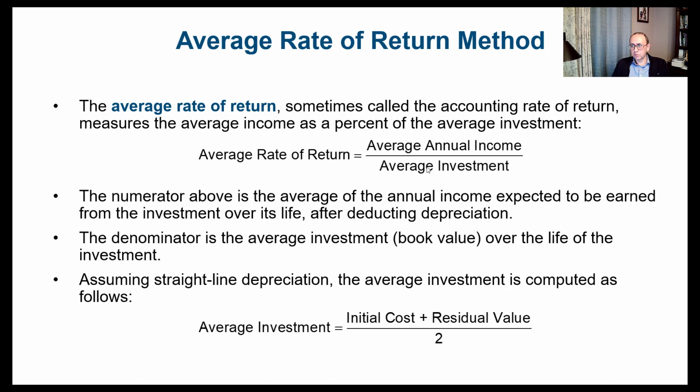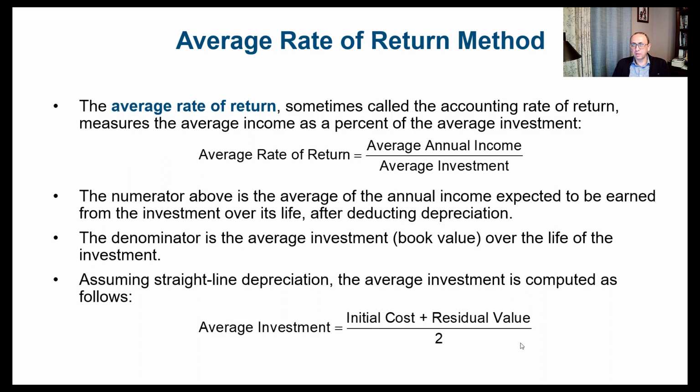The denominator, which is the bottom value here, is the average investment or book value over the life of the investment. So assuming straight line depreciation, the average investment is computed as follows. We usually get the initial cost of the investment plus its residual value and we divide it by 2. And that's how we calculate the word average, which is basically beginning plus ending divided by 2. That's how I always remember how I calculate an average. The beginning is the initial cost, the ending is the residual value, and you divide it by 2.